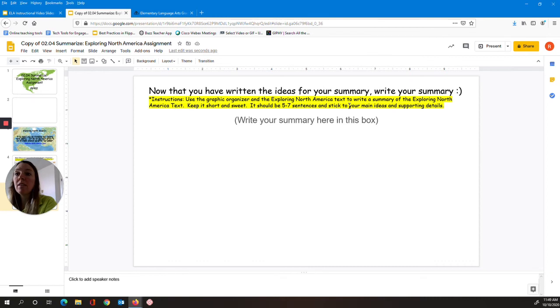Now that you've written the ideas for your summary, write your summary. Use the graphic organizer in the Exploring North America text to write a summary of the Exploring North America text. Keep it short and sweet. It should be 5 to 7 sentences and stick to your main ideas and supporting details. And because it's only 5 to 7 sentences, those should be complete sentences. You should read back through it, make sure you edit it.